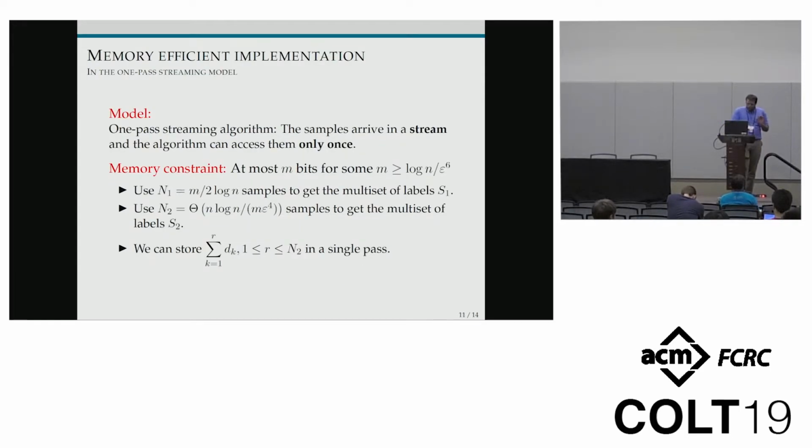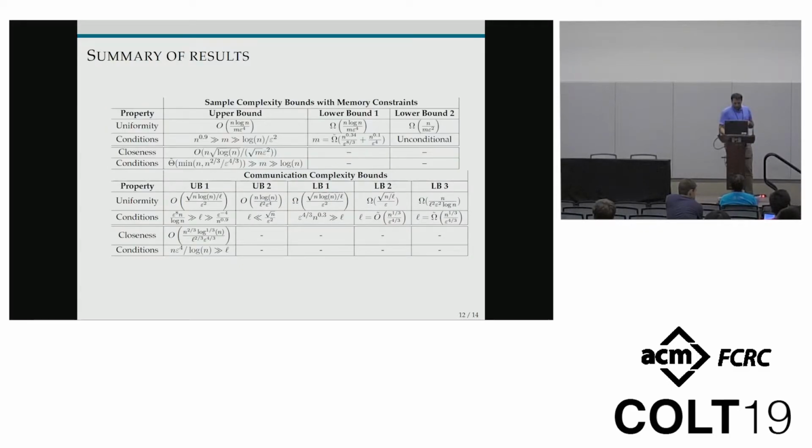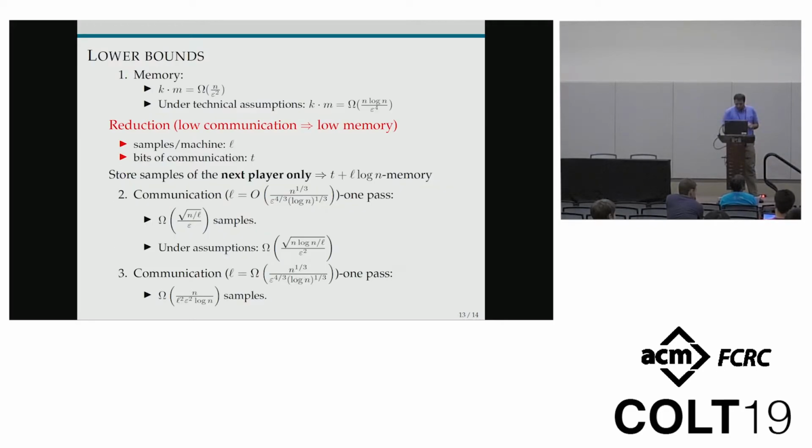I'm running out of time, but if you come to the poster later, we also have some streaming models with limited memory. This is a summary of all the results in the paper. We also have results for closeness testing and lower bounds for both models, including a reduction that can convert results from one model to the other.